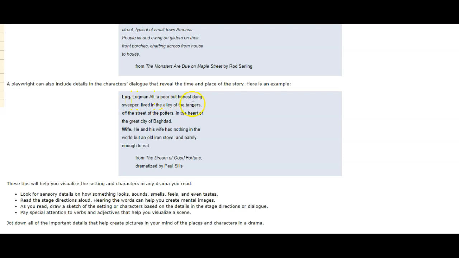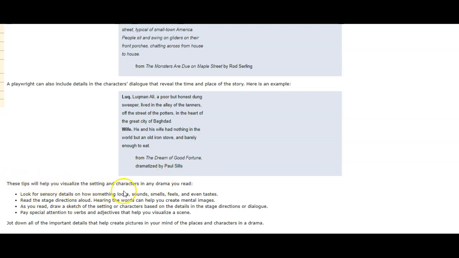Luckman Ali, a poor but honest dung sweeper, lived in the alley of the tanners, off the street of the potters, in the heart of the great city of Baghdad. Wife. He and his wife had nothing in the world but an old iron stove and barely enough to eat. From The Dream of Good Fortune, dramatized by Paul Sills.